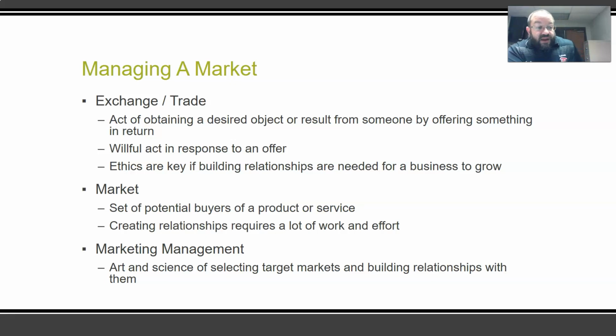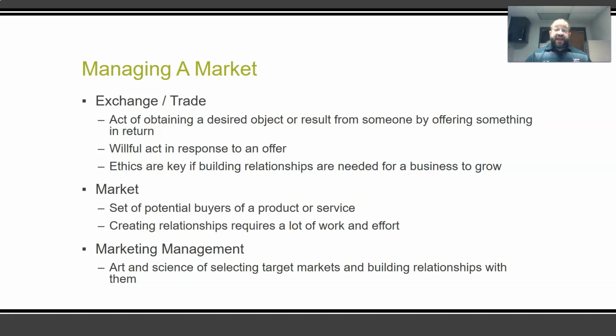So with that in mind, most of the time when people purchase or do business with somebody, they're trying to separate themselves from one of these, or something equivalent. They could also trade something: if you do this, I'll trade out work for this. That is still done by many businesses. So let's look at what exchange and trade are, and then apply that to marketing. It is the act of obtaining a desired object or a result from someone by offering something in return. You do something for me, and I'll do something for you.